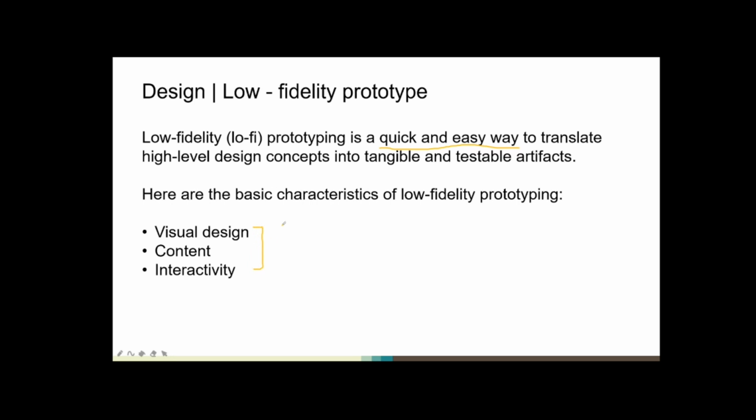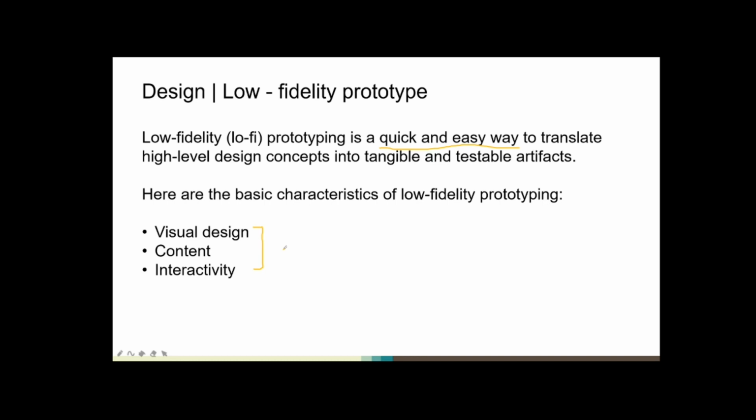So in terms of visual design, only some of the visual attributes of the final product are presented, like shape of elements, basic visual hierarchy, the presentation of the images, and for the content, only key elements of the content are included, so those information that are catchy to the viewers. And interactivity, the prototype can be simulated by a real human.